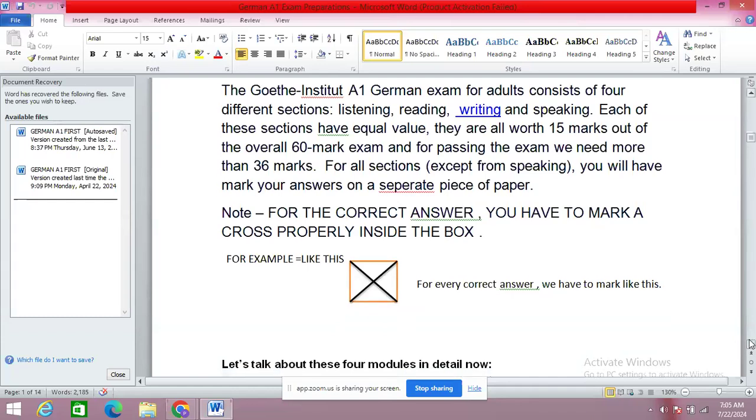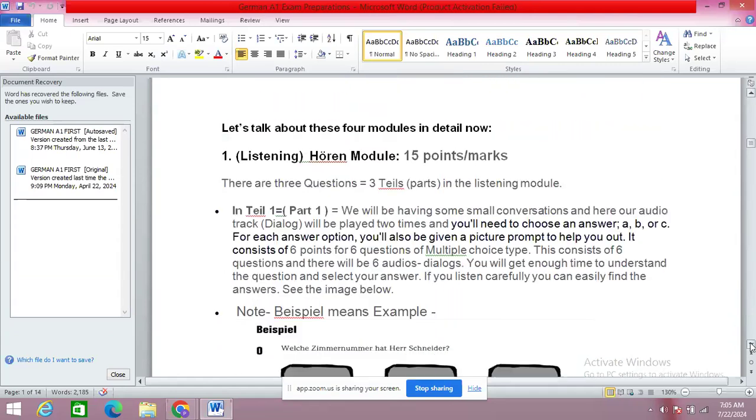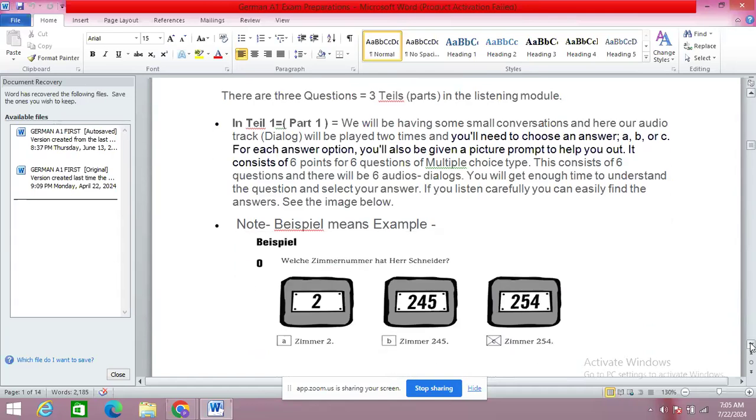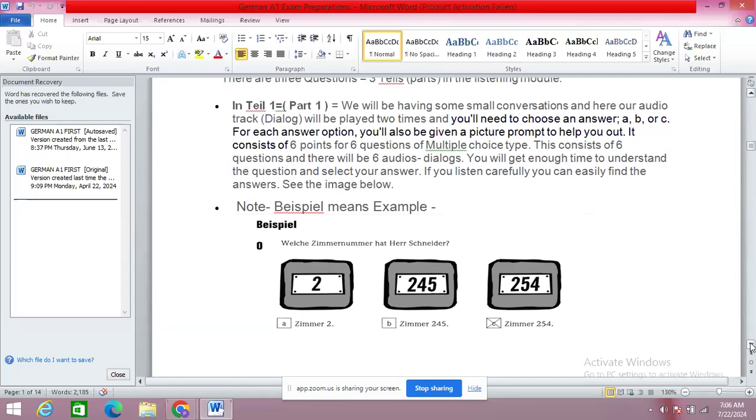Now let us quickly discuss the four modules which we have. Starting with the Hören module, which is of 15 Punkte or 15 marks. Hören consists of three questions. There are three Teile. Talking about Teil eins, in Teil eins an audio track will be played. That track is going to have some small conversation, and it is going to be played two times. That means for each question, the Hören audio is played two times, and then we need to choose whether the answer is A, B, or C.